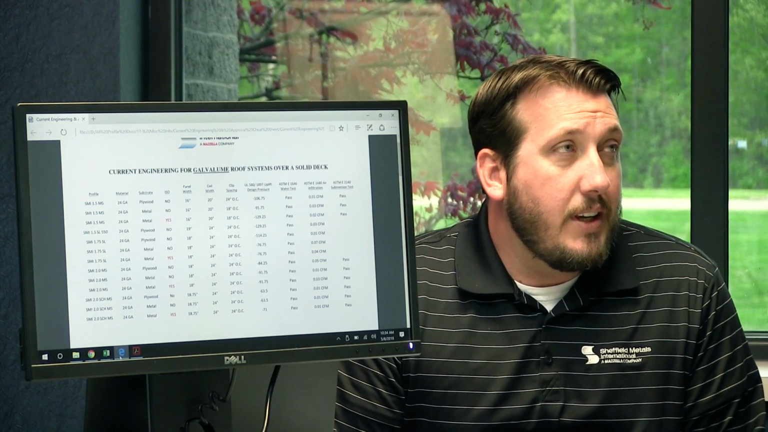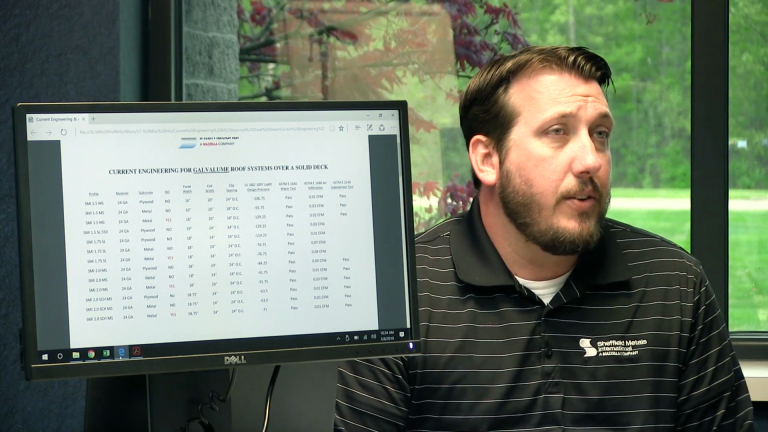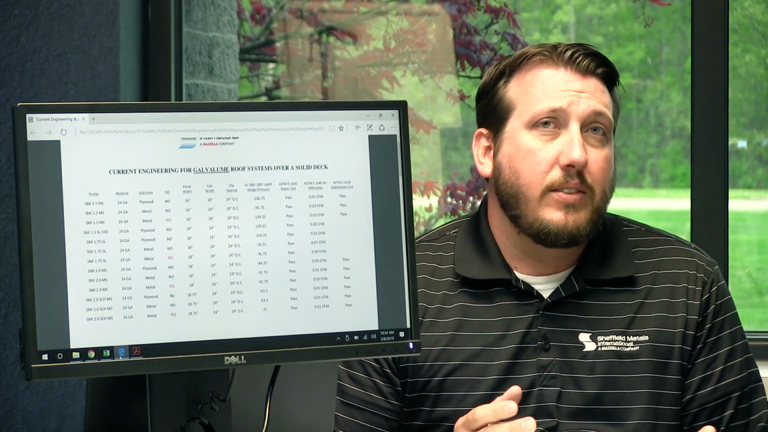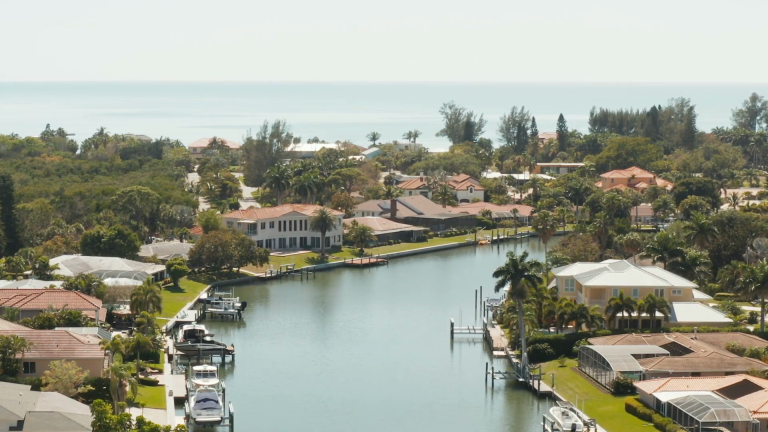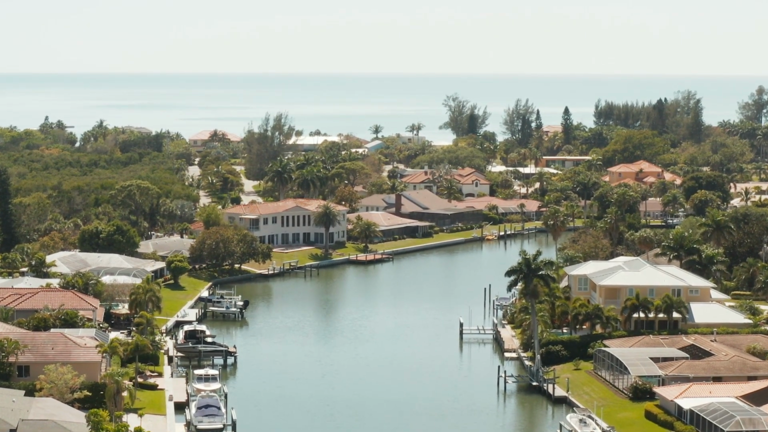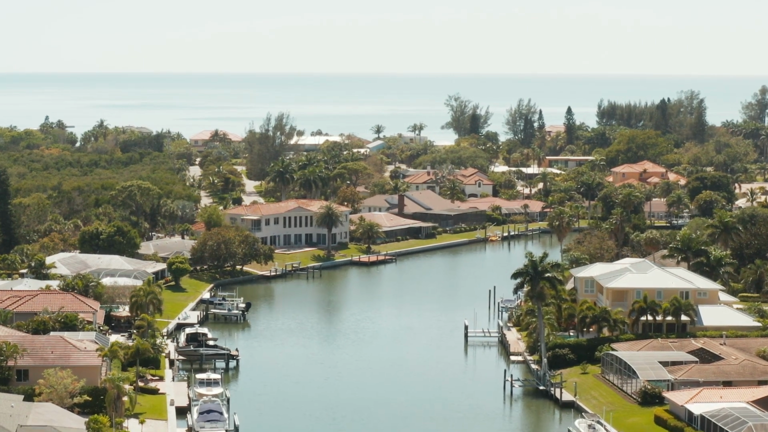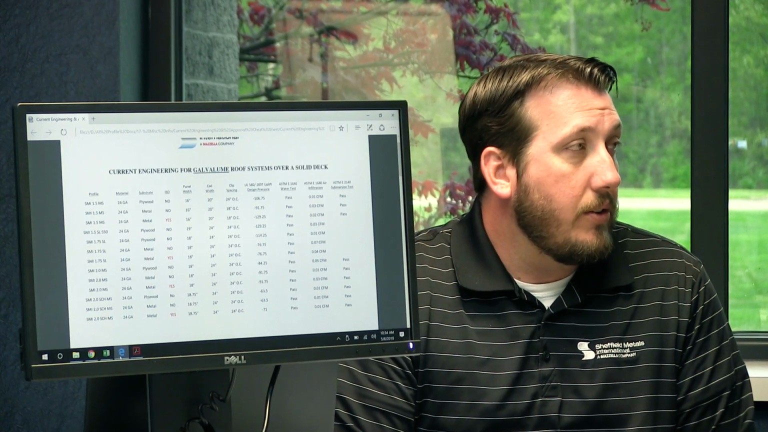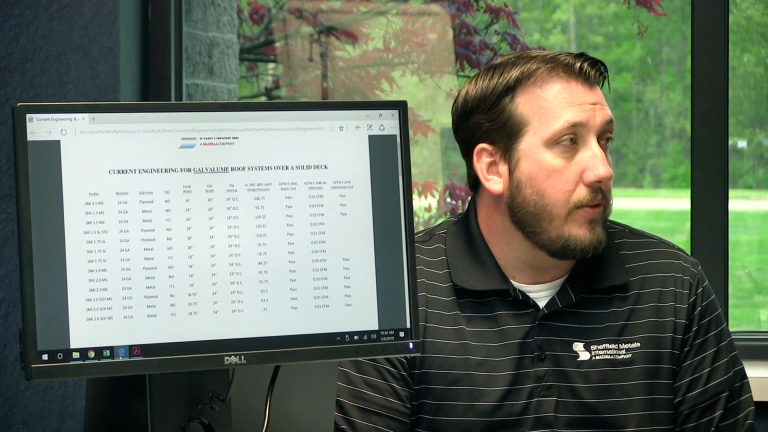And then exposure D is classified as any flat area with access to wind flowing over open water. So those are going to be, obviously, more marine environments where you have that wind able to pick up speed with no obstructions over the water and get to the ground surface area.